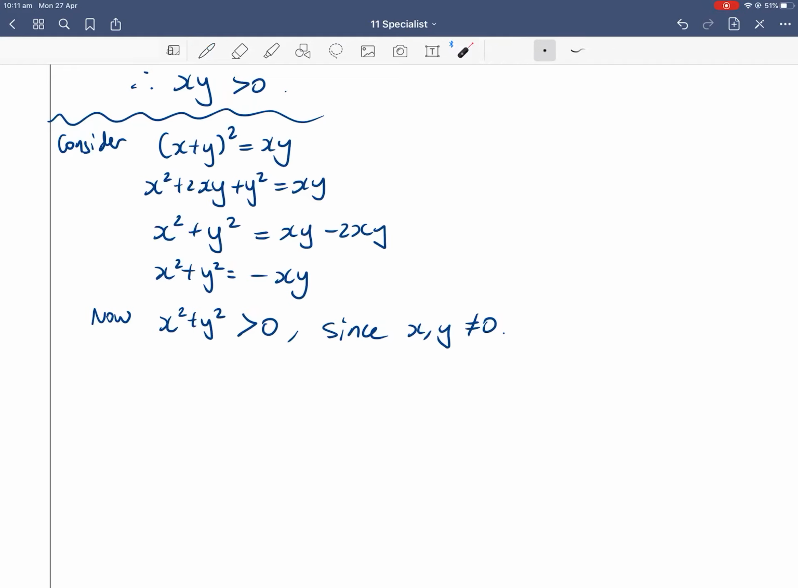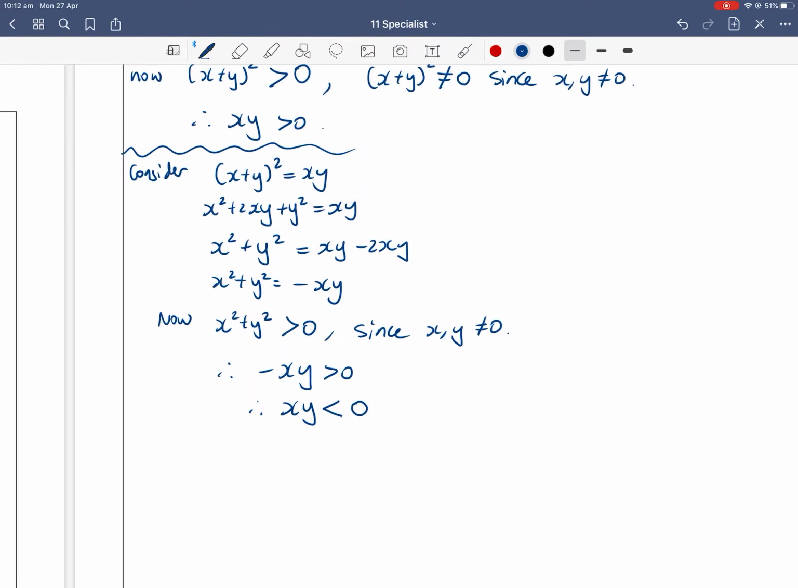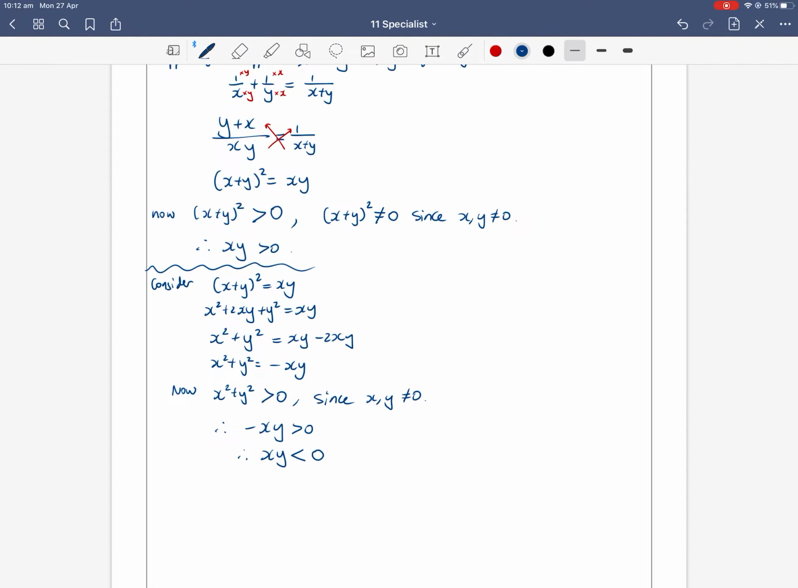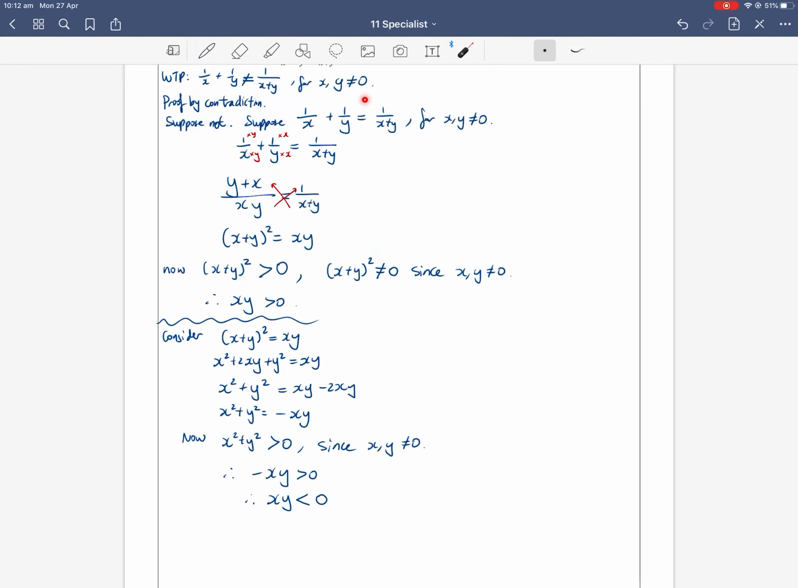If x squared plus y squared is equal to negative xy, and x squared plus y squared is positive, that tells us, therefore, negative xy is bigger than 0. So if I divide both sides by -1, if I'm dividing by a negative number, it means I flip the inequality sign. So therefore, xy is bigger than 0. Now, do you see a contradiction?